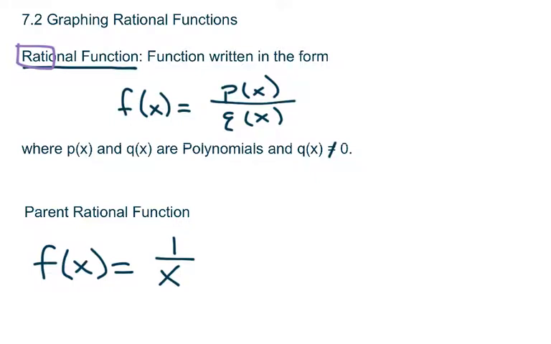So a rational function is a fraction written in the form f of x is equal to p of x over q of x, where p of x and q of x are polynomials. So we could see something like x squared plus 3x all over 5 minus x. Those would be 2 polynomials, and the key here, q of x can't be 0, and that should make sense because you can't have 0 in the bottom of a fraction, because then you're dividing by 0, and that's not possible.